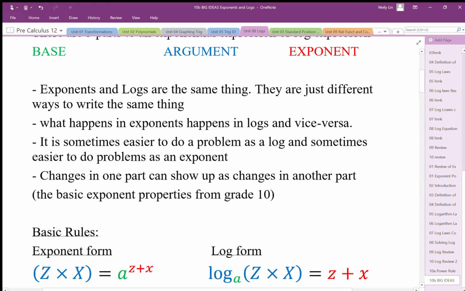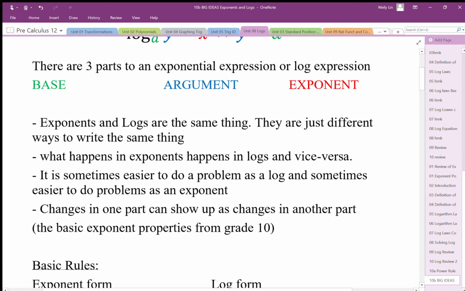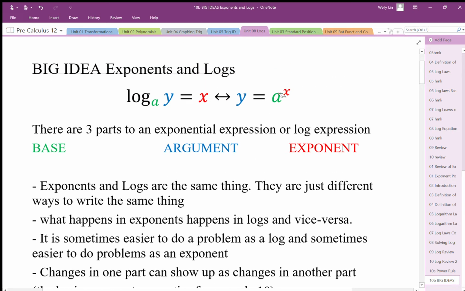So the thing that we're going to focus on is that if we change one part of a log or exponent, that change shows up in another part. So for example, if I square this side of the equation, I know that I must square this side of the equation. So changing the argument here, how does that affect my log? Well, it changes my log there. So there are these relationships, and I'll go over that one again, but there are different changes that we can see that happen in logs and in exponents.